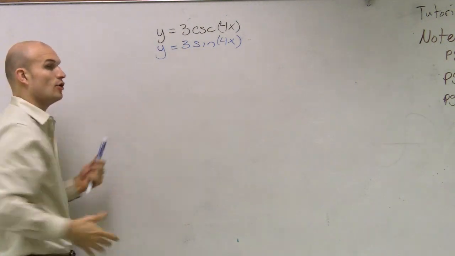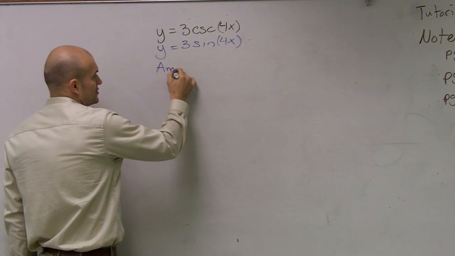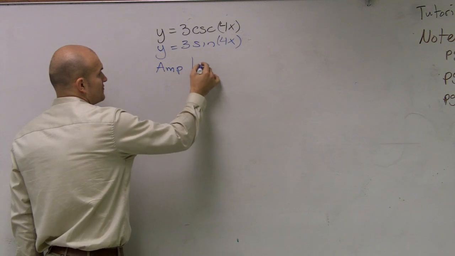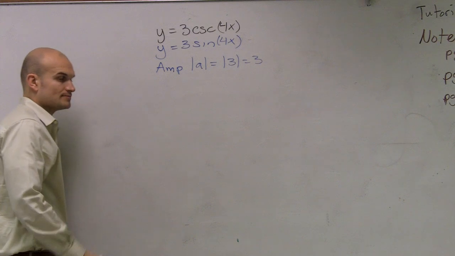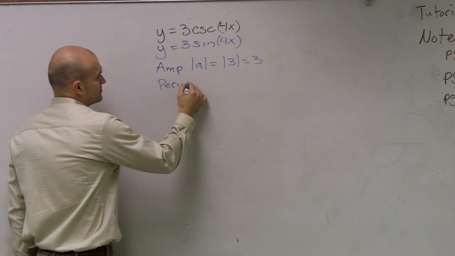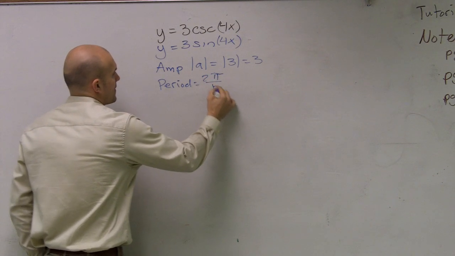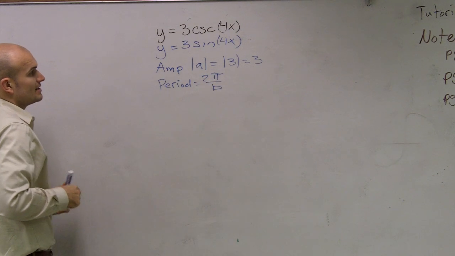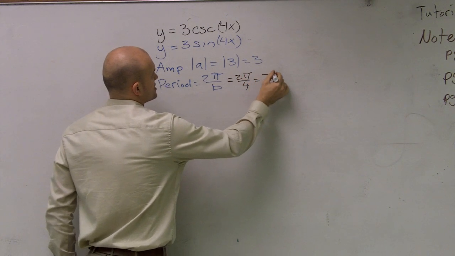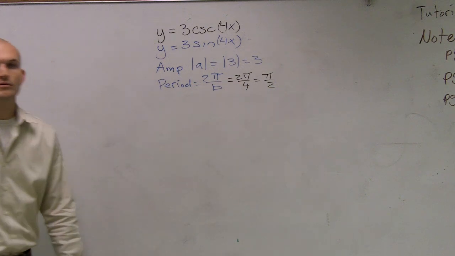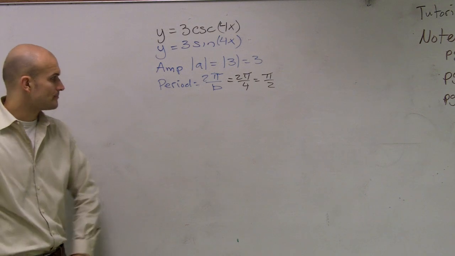So if we were to graph this, hopefully you had enough practice, we spent 2 days on it, you should remember amplitude is just the absolute value of your A, which would be the absolute value of 3, which is 3, right? Then we take the period, 2 pi over B. And here I have 2 pi over 4, which is pi over 2. Right? We're good.